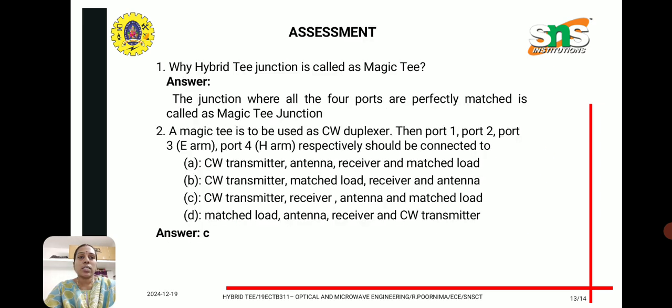Let's take the assessment questions. Why is the hybrid T junction called the magic T? The answer is that the junction where all four ports are perfectly matched is called the magic T junction. A magic T is to be used as a CW duplexer, then port 1, port 2, port 3 and port 4 respectively should be connected to what? The answer is CW transmitter, receiver, antenna and matched load. So option C is the answer.